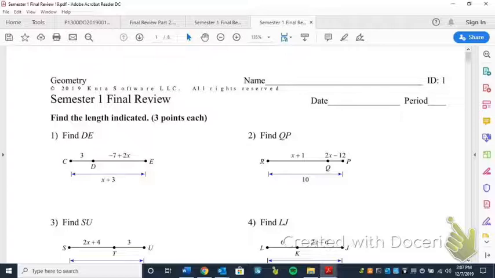So the first group is about the segment addition postulate. The segment addition postulate basically says that if you take a big stick and break it up into 2 little sticks, the length of the little sticks equals the length of the big stick.